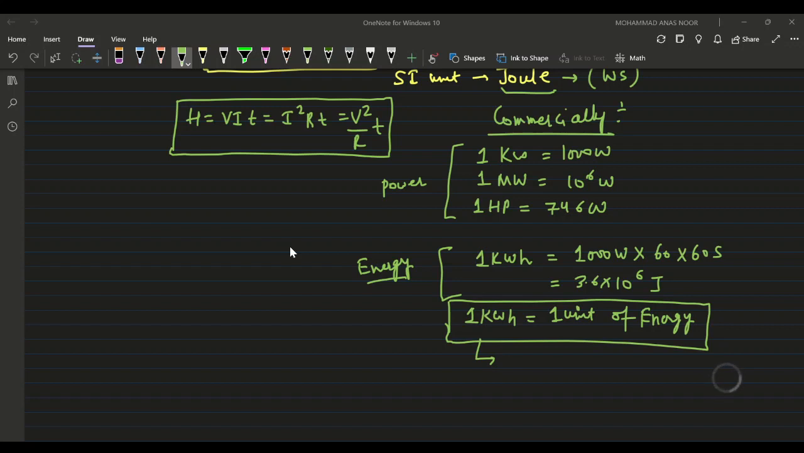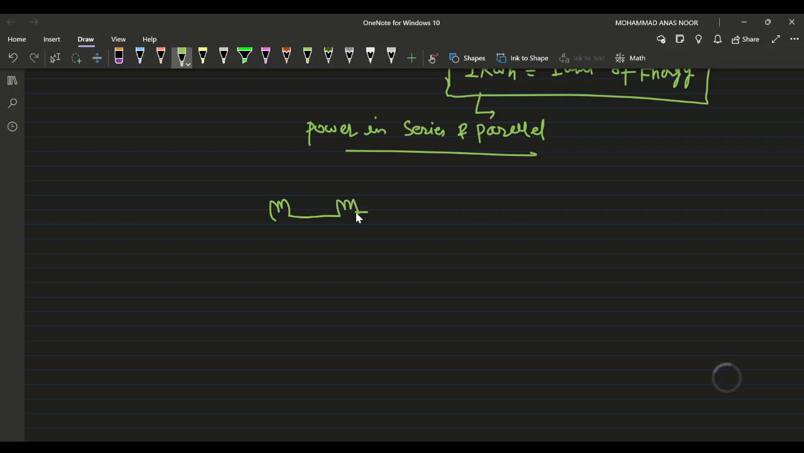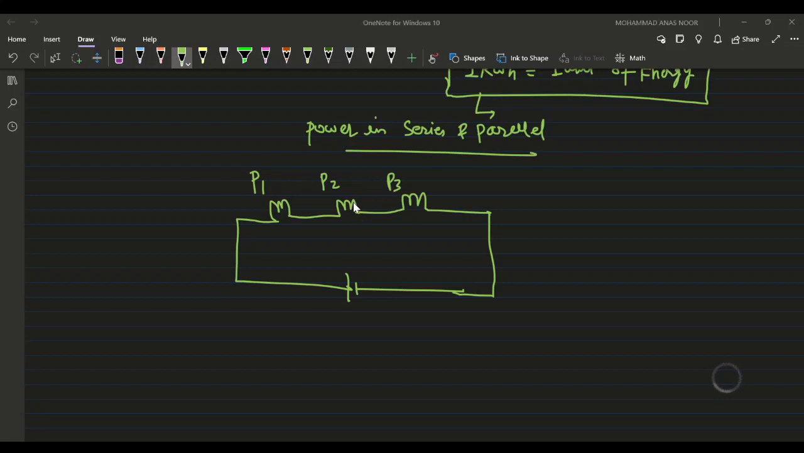Now let's talk about the power when the appliances are connected in series or parallel. So, power in series and parallel combination. Suppose n bulbs are connected in series, each consumes power P1, P2 and P3, and the potential difference is V volts.